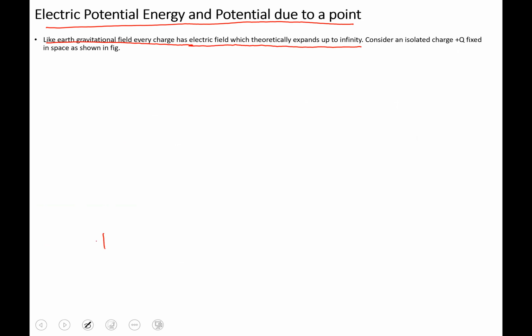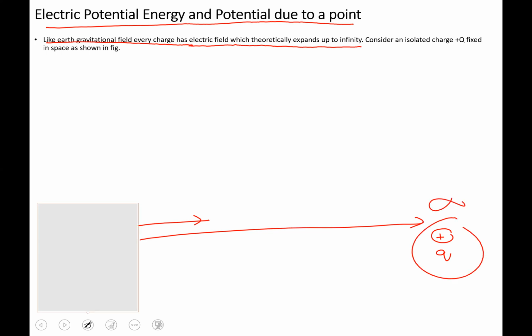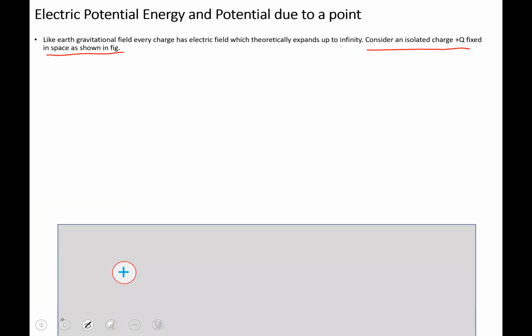Let's say this is an isolated charge Q, and here is a test charge which is also positive. Then this electric field will basically affect this charge radially, even if it is at infinity. Consider an isolated positive charge Q fixed in space as shown in the figure, and it has an electric field around it.